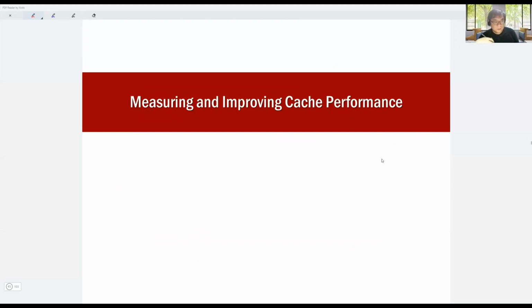And then let's discuss the cache performance.